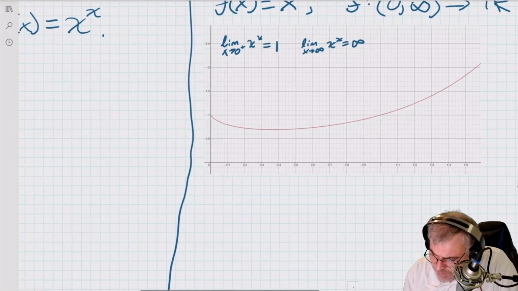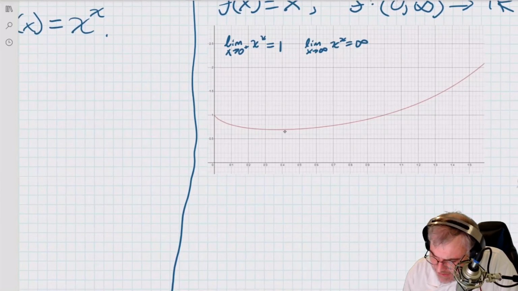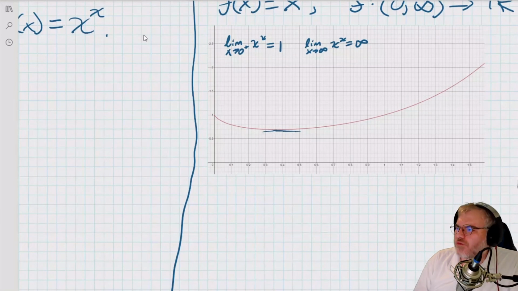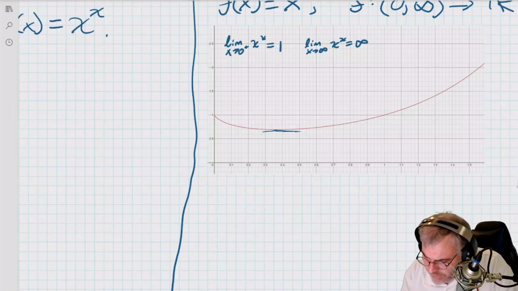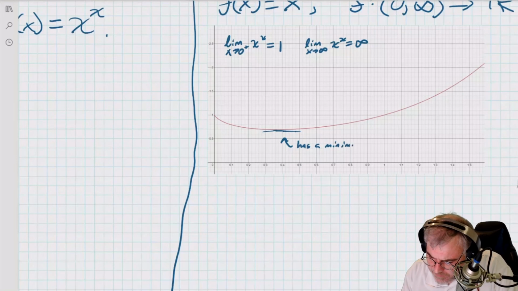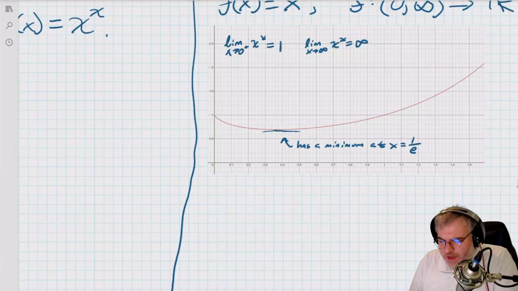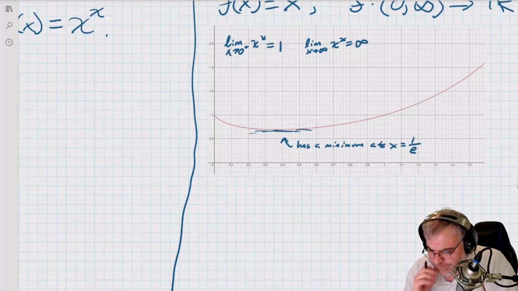Its minimum right here, if you look at it, the place where you have a horizontal tangent line, is the number 1 over e. Which is weird. Why is that? Where does 1 over e come from? So this has a minimum at x equals 1 over e. We're going to get into why that later. But that's kind of an interesting thing that's going on here.